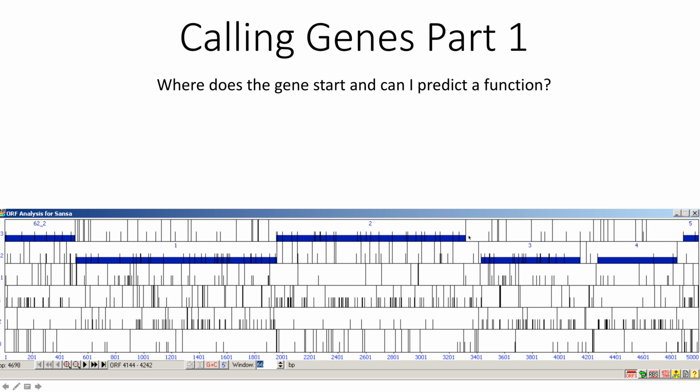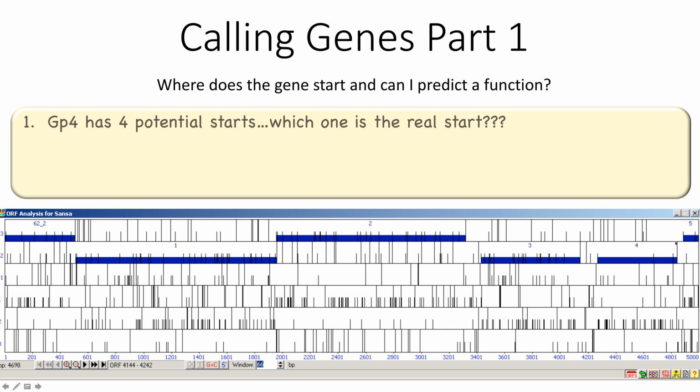Now, if you look at GP4 over here, what we notice is here's the stop for GP4. This is a forward gene. And the open reading frame for gene 4 has 1, 2, 3, 4 potential starts. And it looks like the computer, or DNA Master, has decided that the second start is the most likely start. Our job is to see if we agree with GeneMark and or Glimmer, or whether possibly this start over here is a better option for GP4.